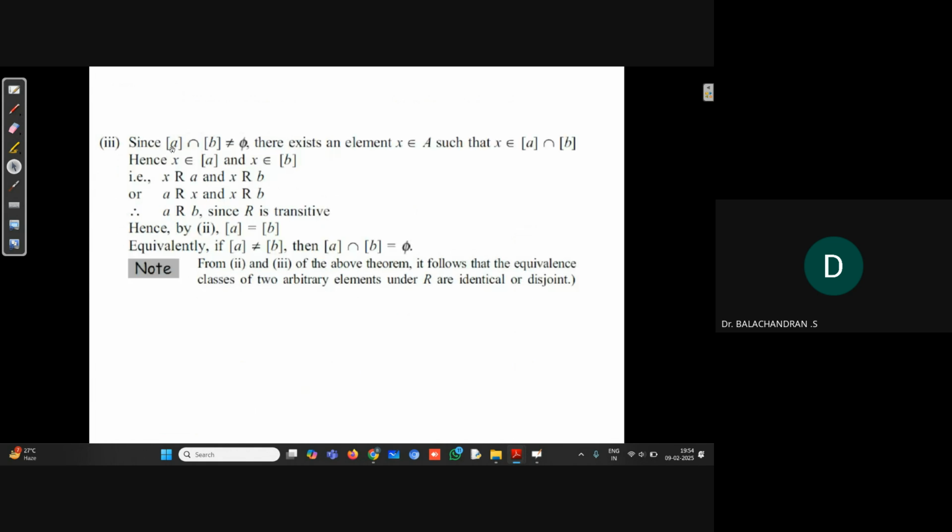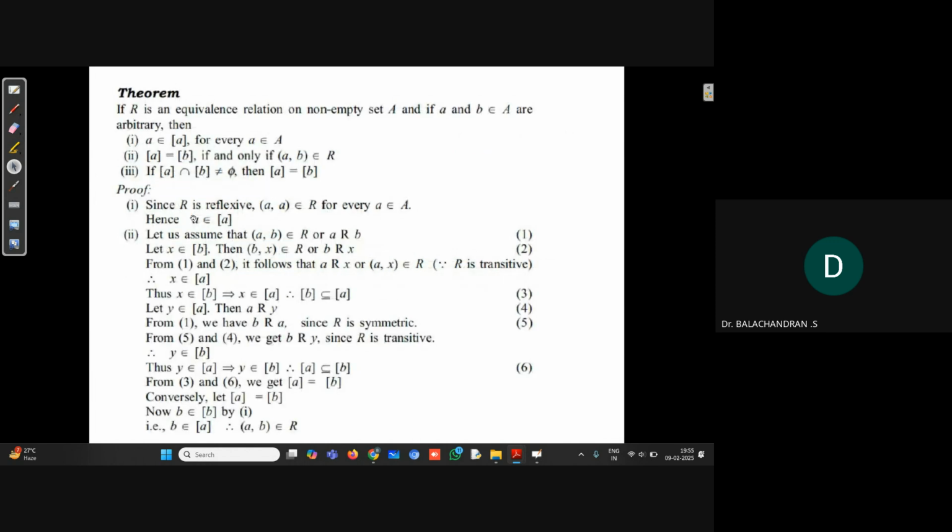So I assumed equivalence class of A intersection equivalence class of B is non-empty. If it is non-empty, then they have a common element. I'll take the common element x, which is in both equivalence class of A as well as equivalence class of B. So if x is in equivalence class of A, then x is related to A. Similarly, x belongs to equivalence class of B implies x is related to B. But by symmetry, A is related to x. So A related to x and x related to B. By using transitivity, A is related to B. If A is related to B, by property 2, what is property 2?